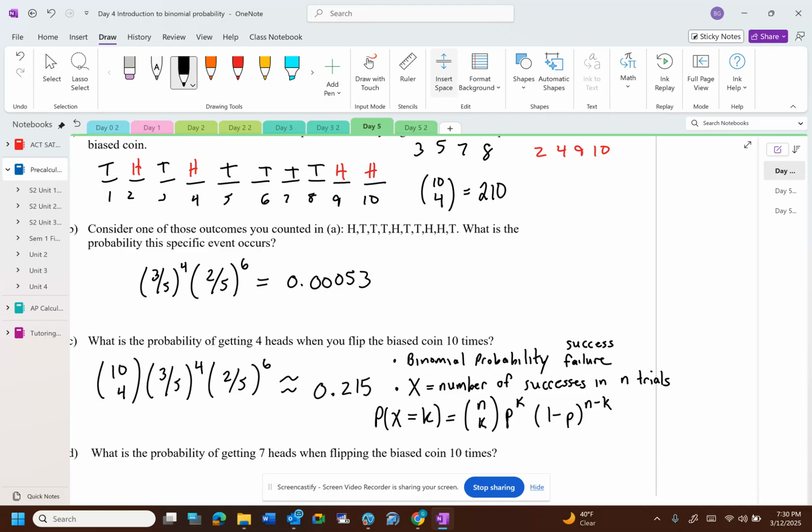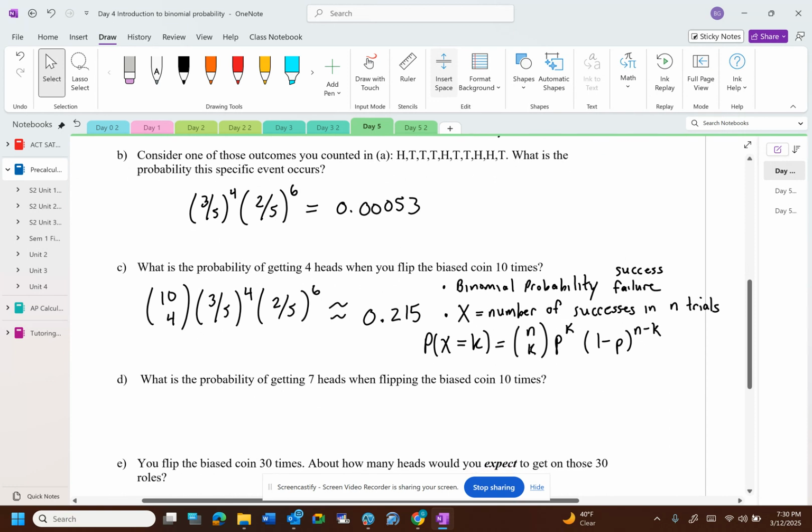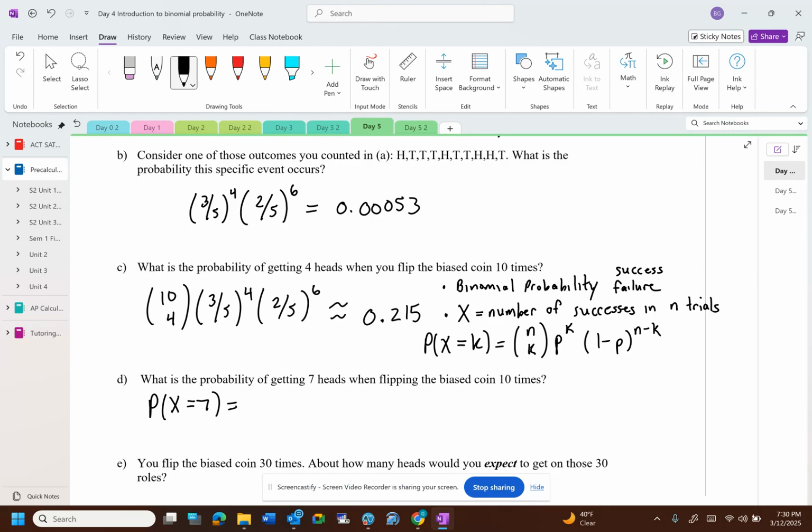Okay. All right, so if you go ahead and try problem D here, what's the probability of getting 7 heads when flipping the biased coin 10 times? It's pretty much the same thing. We want to know the probability, if X is the number of successes, that we get 7 heads. Getting heads in this case is considered success. So we'll have 10 choose 7, the probability of success, which is 3/5 to the 7th, and the probability of failure, which is 2/5 to the 3rd. And you can crunch the numbers on that.